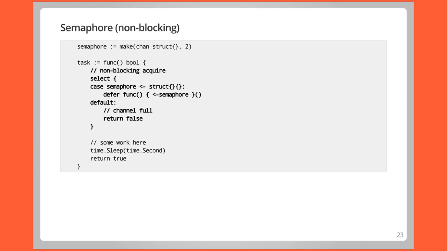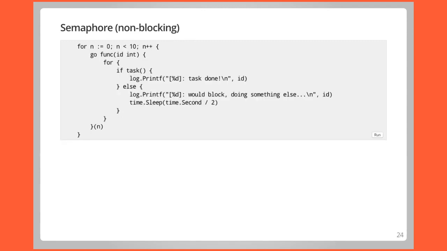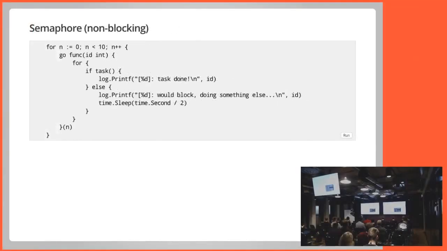So here is a simple example. The same thing, we have 10 workers running in the loop. We try to do a task. If we did it, we just say task done. Otherwise, we say that we would block and actually we are doing something else. So if we run it, we see that almost everyone is doing something else. But from time to time, two Go routines actually perform the job on the task.